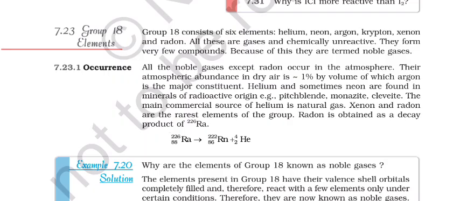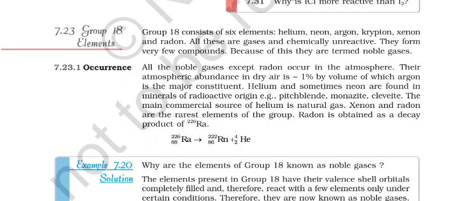Occurrence: all the noble gases except radon occur in the atmosphere. Their atmospheric abundance in dry air is 1% by volume, of which argon is a major constituent. Helium and sometimes neon are found in minerals of radioactive origin. Examples: pitchblende, monazite, and cleveite. The main commercial source of helium is natural gas.